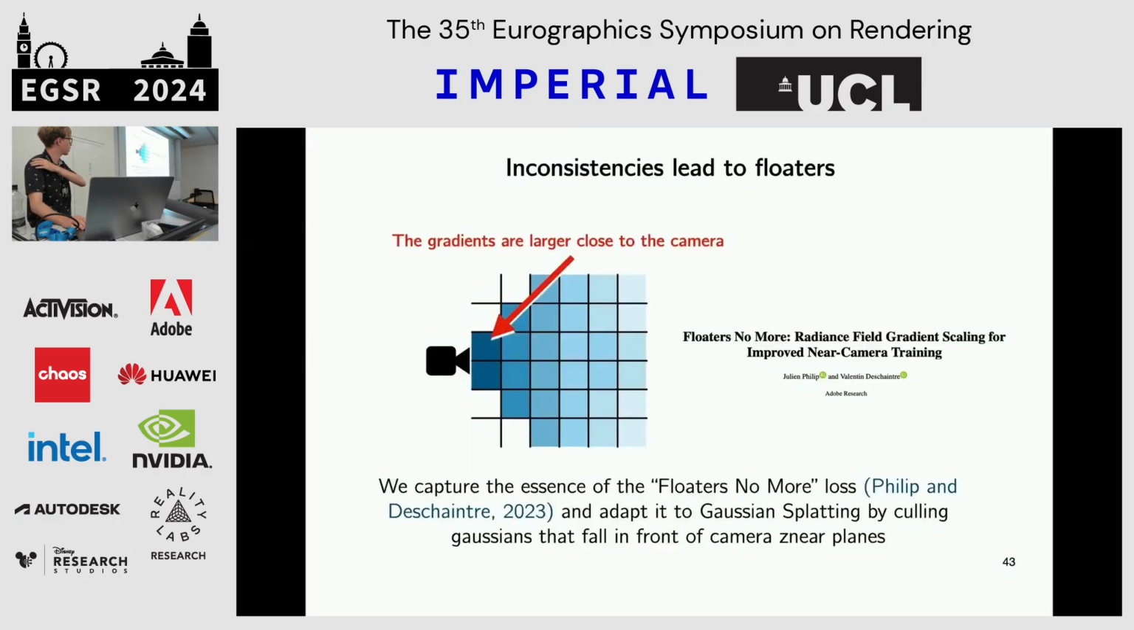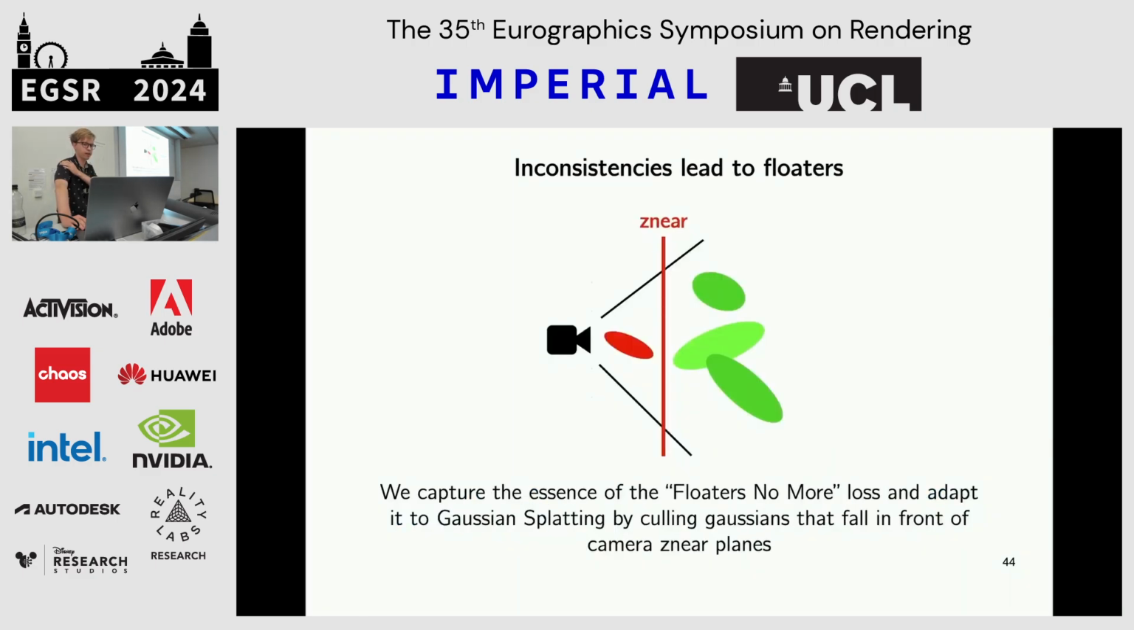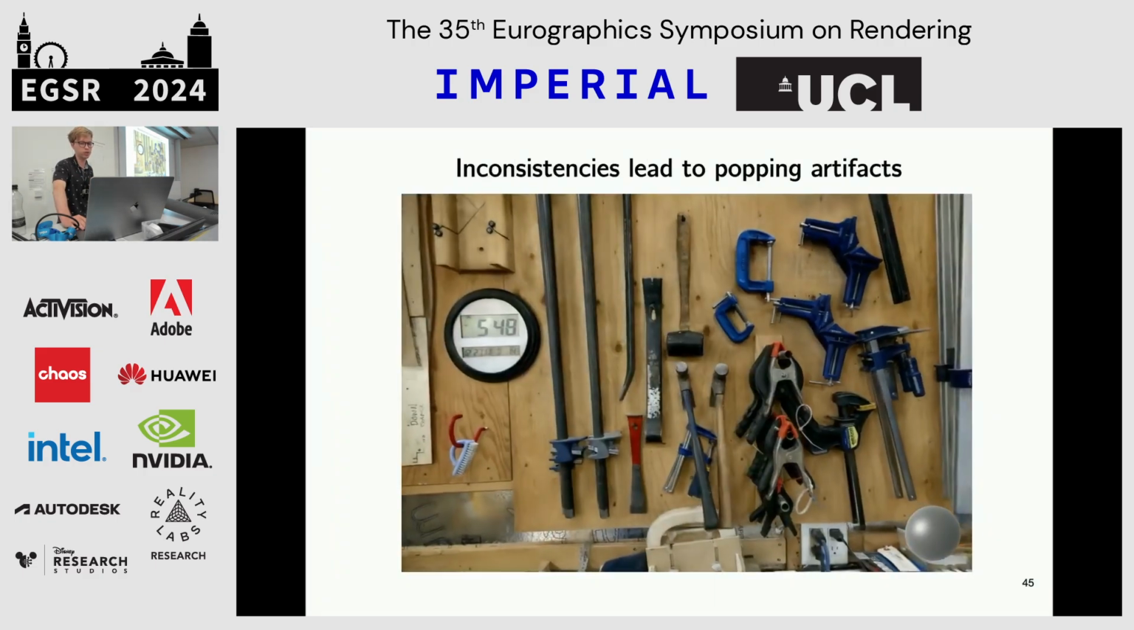So the floaters tend to occur very close to the camera. And this was debugged in this other paper called Floaters No More by Julien and Valentin, who are both here. They showed that the gradient scale is different close to the camera than far away. And we've used the intuitions from that paper, but adapted it to Gaussian splatting in a very simplistic way by deleting Gaussians that are close to the camera. For each camera, we estimate a Z-near plane, and all the Gaussians that fall in front of it, we just completely delete, which deletes many of the floaters.